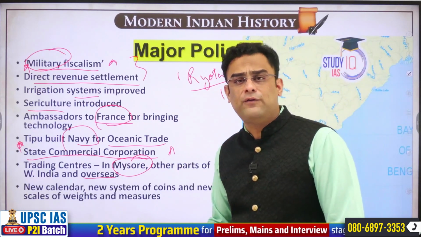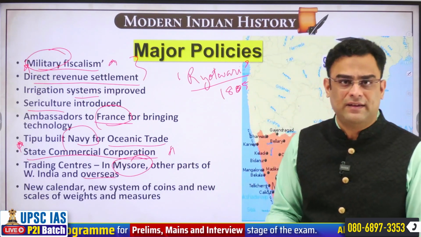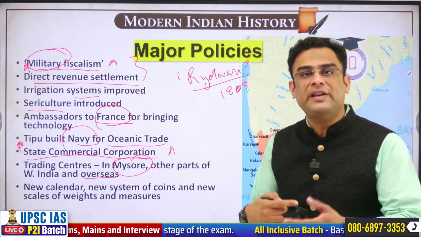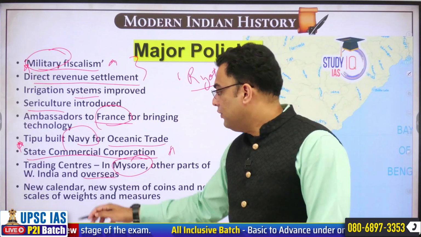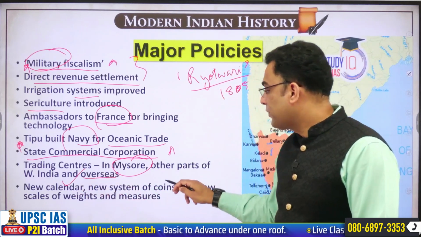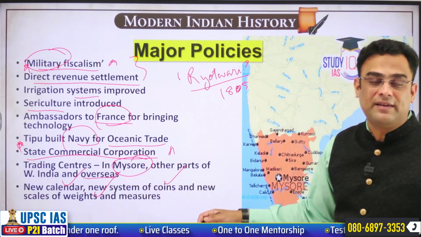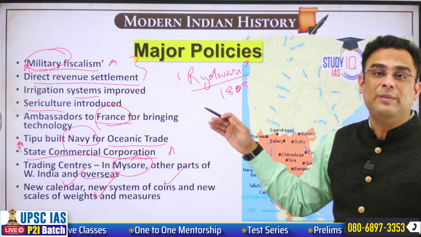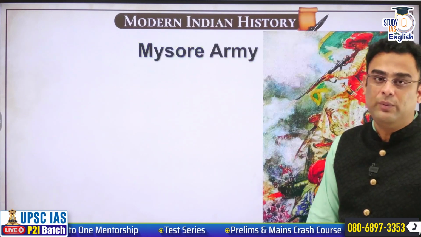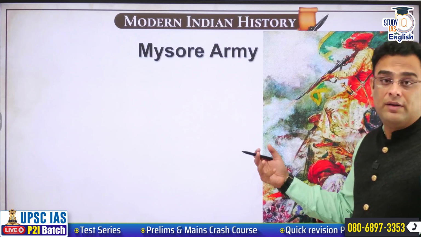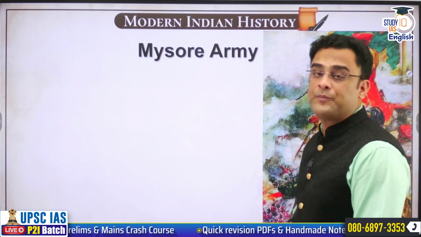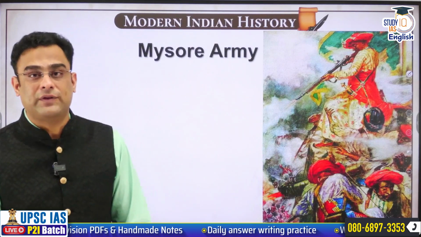He was a man of many novel ideas. He always wanted to keep on bringing and churning out new ideas. So he implemented a new calendar, a new system of coins, a new system of weights and measures, among other things. So many innovations can be seen during the times of Tipu Sultan. And the state of Mysore was one of the most formidable states when it came to its armed forces.